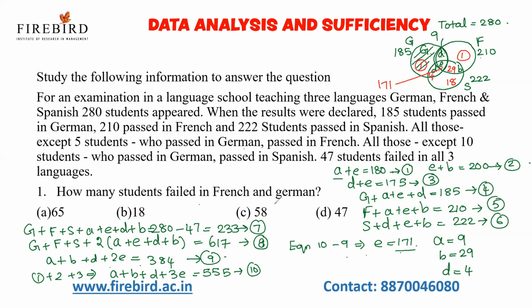How many students failed in French and German? The question is, how many students failed in French and German, they are asking, right? In both. Okay. French and German, the number of students who failed. If we calculate, your answer will be around 65. The number of students who failed in French and German is around what? 65.